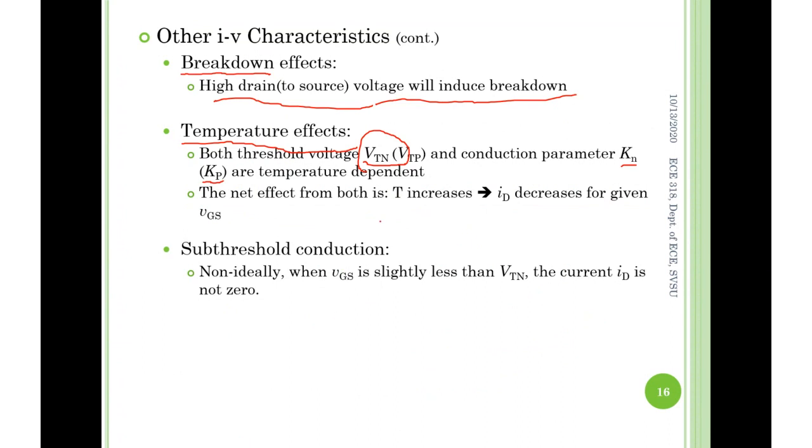And here's a net effect for both. This is interesting. When the temperature increases, then for the given VGS, the current is going to decrease. Okay. And what scenario can make the temperature increase? Transistor circuit, the temperature increase could be induced by what? If you use the transistor as a switch, on and off, switching loss, a lot of loss. Loss is the power loss introducing the increase of the temperature.